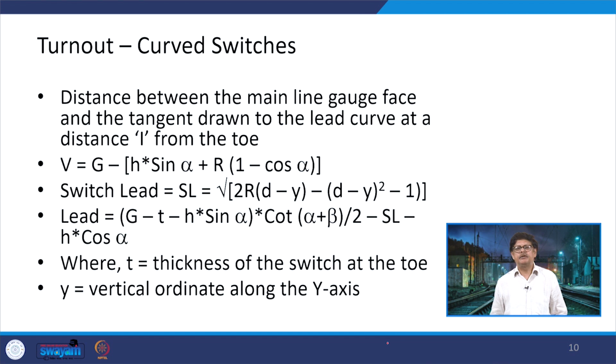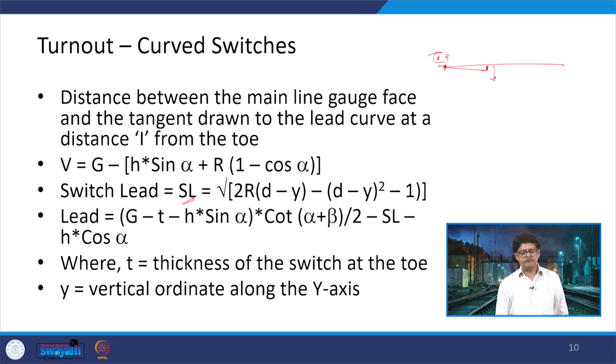Similarly, the distance between the main rail gauge face and the tangent drawn to the lead curve at a distance of L from the toe. So, the toe is here, the heel is here, and from this toe we are taking a distance of L. In that case, that distance which is coming is usually, as we used to talk about, the overall sign, similarly that terminology is taken here, and that is V equals G minus, in brackets, H sin alpha plus R into 1 minus cos alpha, that whole bracket being subtracted from G.